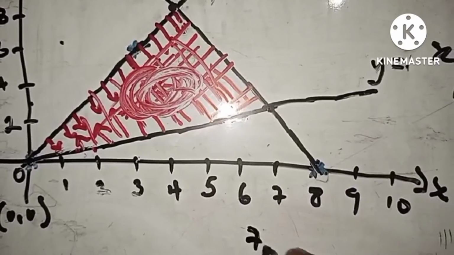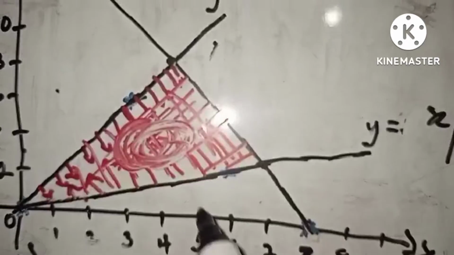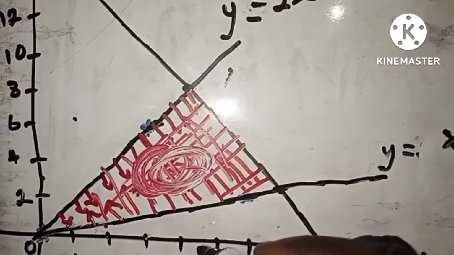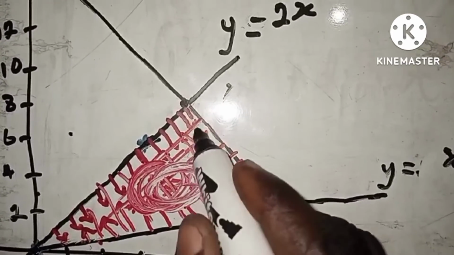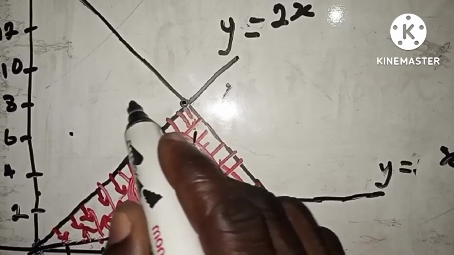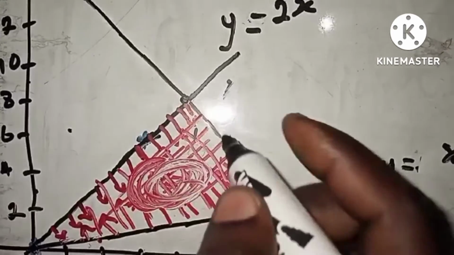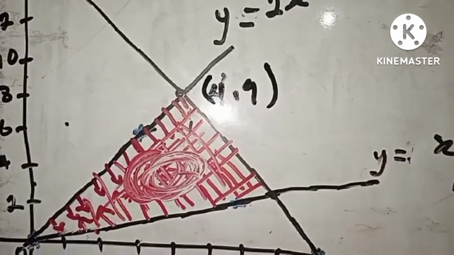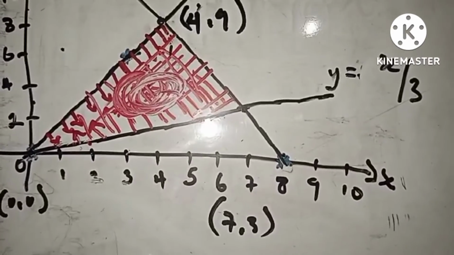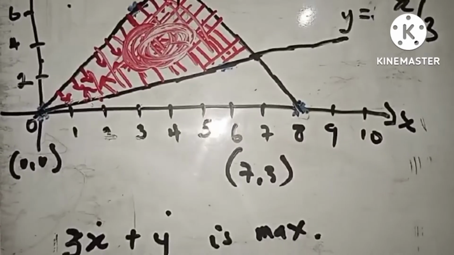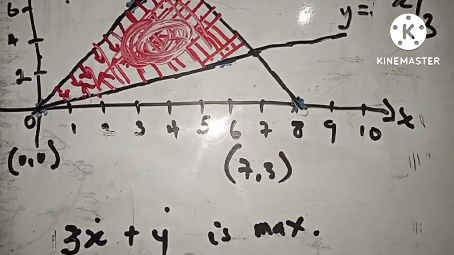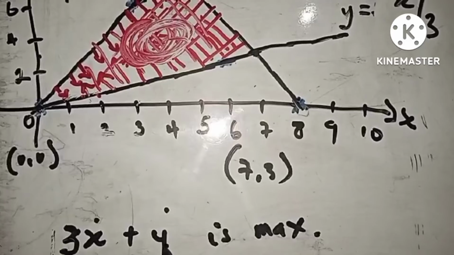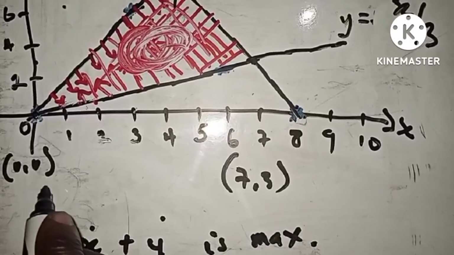You have another point, 7, 3, and then there's another joint here. So this is another joint here. So someone will go for, let's say, 4, 9. So maybe let's say 4, 9. If you are using a correct graph, you should have this accurately. Okay, now these are the 3 points that we are going to use to determine the values of x and y for which this will be a maximum. So what are we going to do? You pick them one by one.